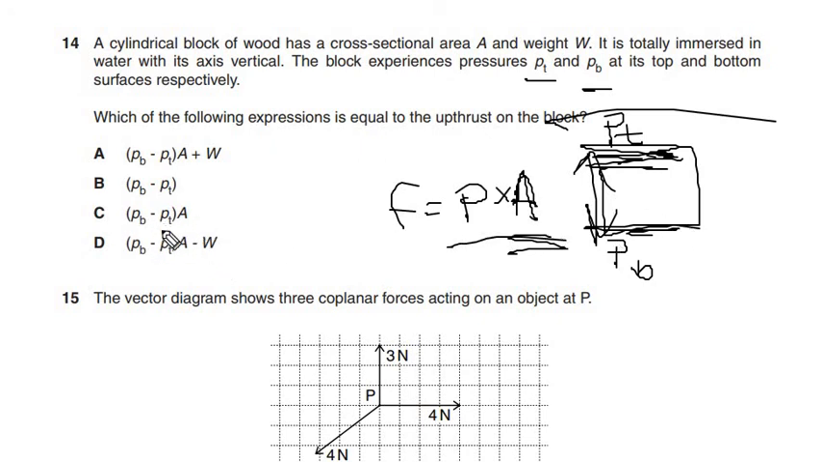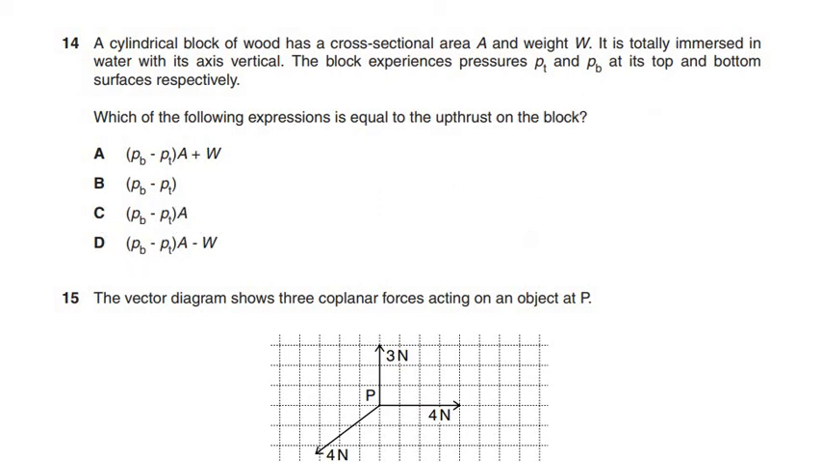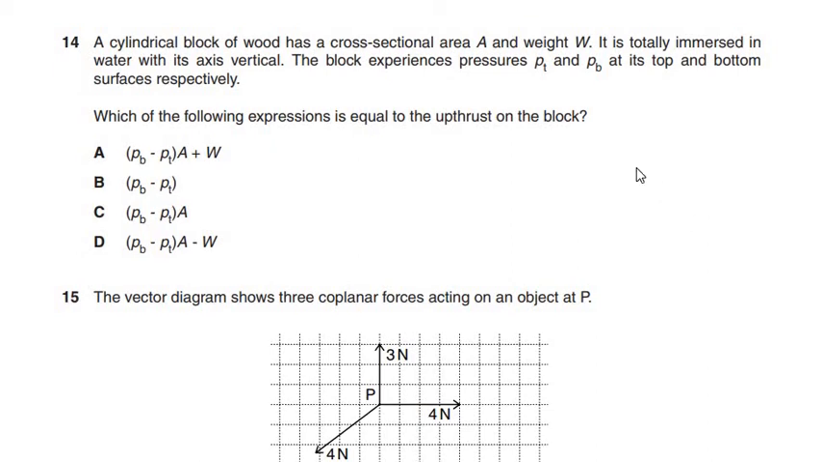So that gives you PB minus PT, the difference in the pressure, multiplied with the cross-sectional area A. So your answer is C. All right? I hope you get that. If you don't, you can always just send me a message and I'll explain it again to you.